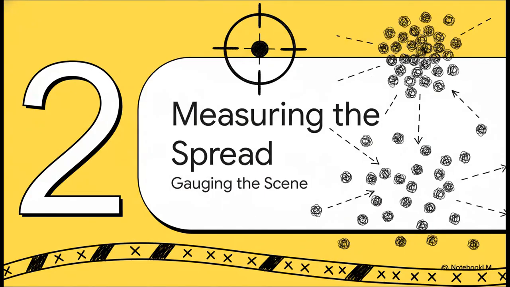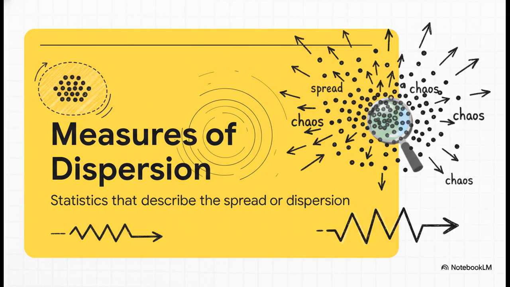All right, so we've nailed down the center of our data. That's a huge step, but it's only half the story. Now we need to zoom out and survey the whole scene. Are all our data points clustered tightly together, or are they spread out all over the place? We need to get a sense of the chaos, if you will. And that's where measures of dispersion come in. These tools help us understand exactly that, the layout of the scene.